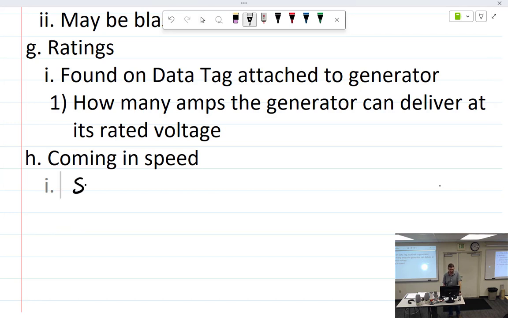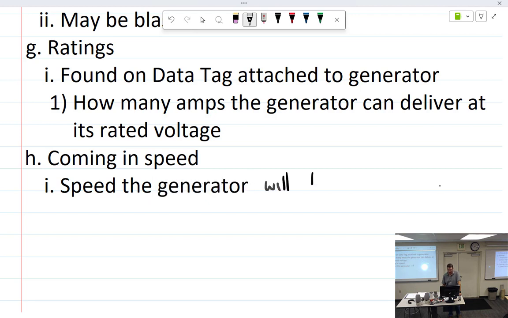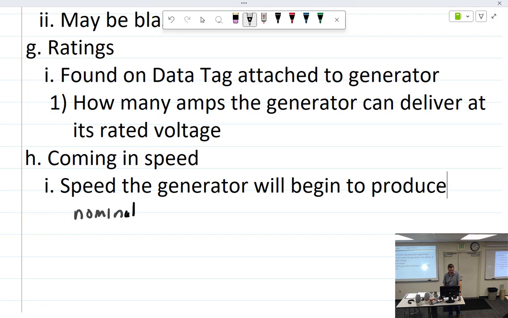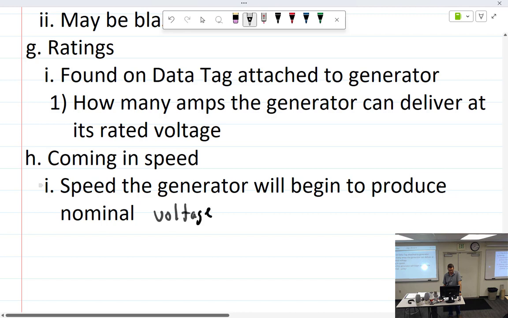Coming-in speed. That is the speed at which the generator will begin to produce normal voltage. I'm going to say nominal. So the coming-in speed of a magneto is the slowest speed at which it will spark all of the cylinders or all of the spark gaps consistently. So the coming-in speed of the generators is when they begin to produce the nominal voltage.